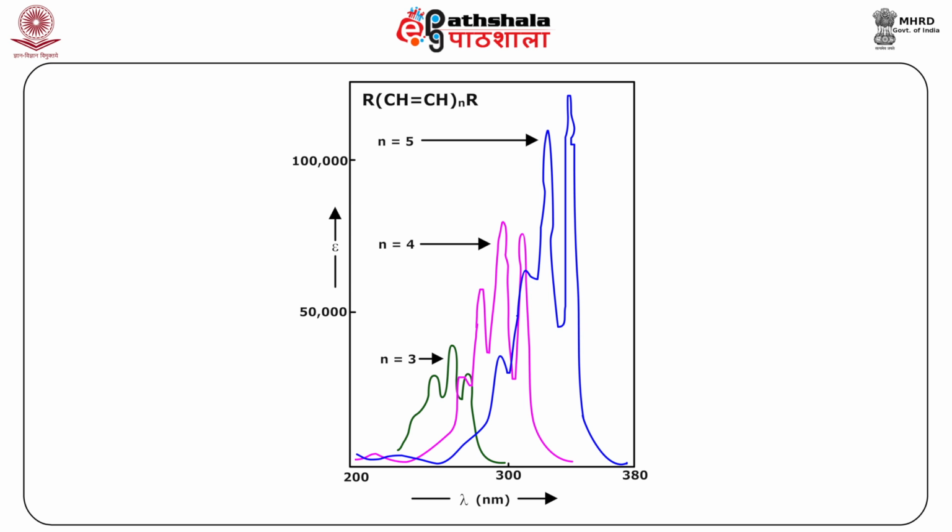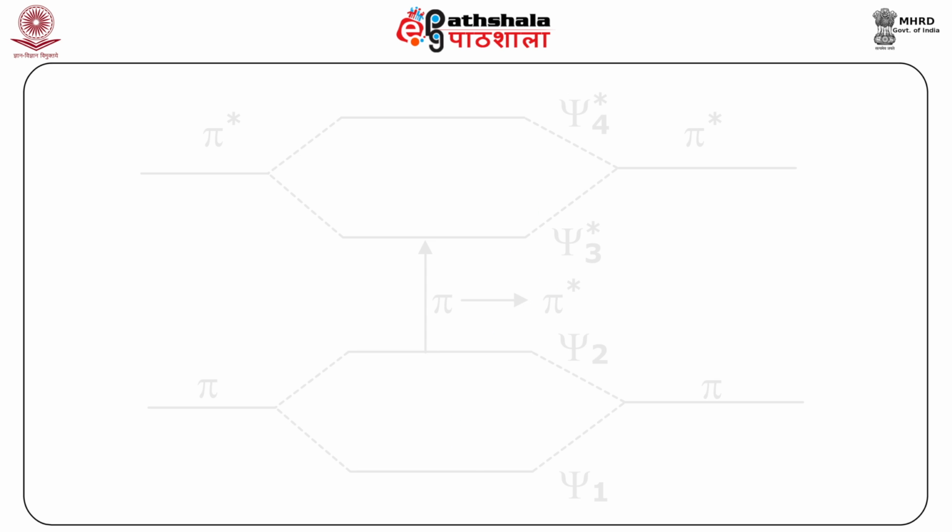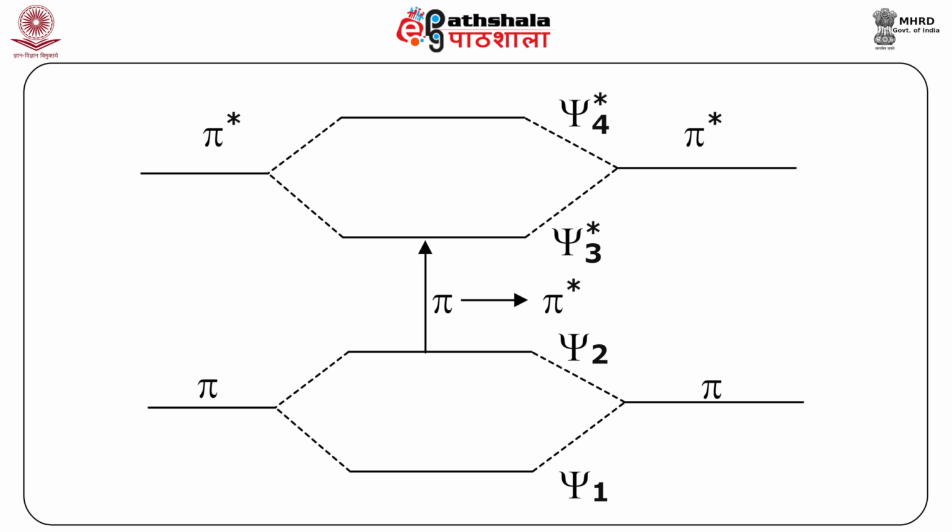This effect of conjugation can be shown by the spectra of polyenes, which can be depicted by the general formula CH3, CH double bond CH, n, CH3, where n is 3, 4 or 5. Now, considering the case of simple alkene, that is ethylene, we have only two molecular orbitals: the ground state pi bonding orbital and the excited state pi star anti-bonding orbital. But in the case of conjugated dienes, the pi molecular orbitals of the two separate C double bond C groups combine to form two new bonding molecular orbitals, designated psi1 and psi2, and two new anti-bonding molecular orbitals designated psi3 star and psi4 star, as can be depicted in the figure clearly.